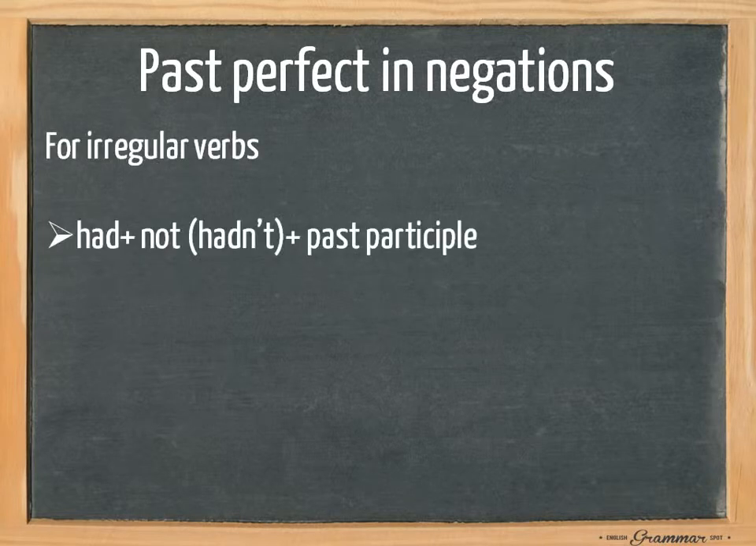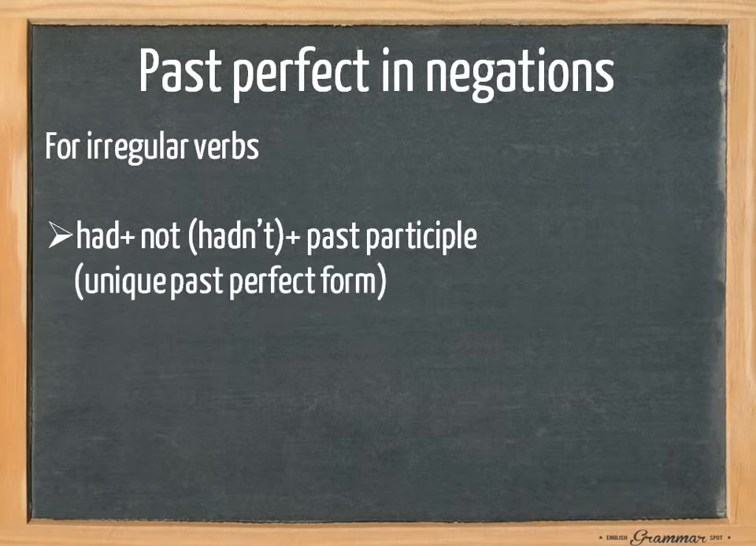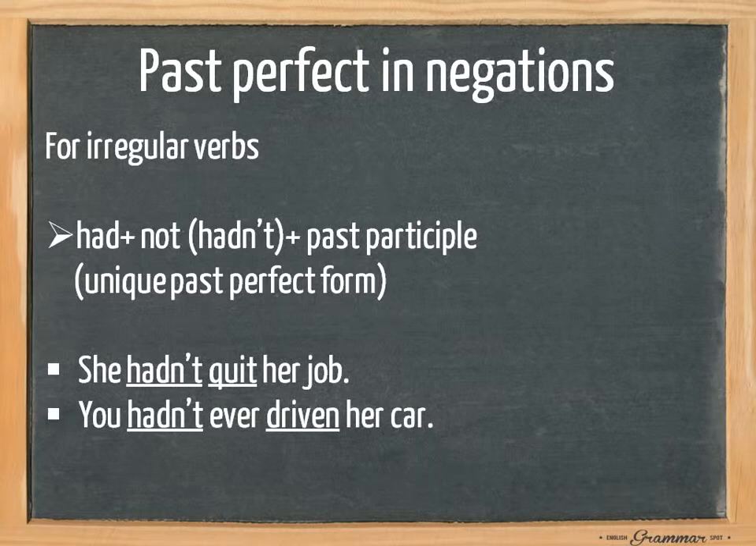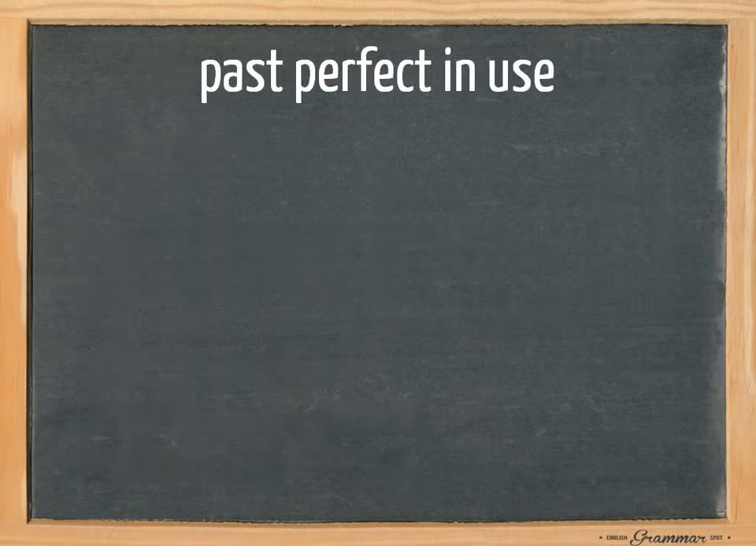And for the irregular verbs, we use had and not, contracting it into hadn't, and the past participle. But again, here, the past participle has a unique past perfect form. For example, she hadn't quit her job. You hadn't ever driven her car, and they hadn't paid for dinner.